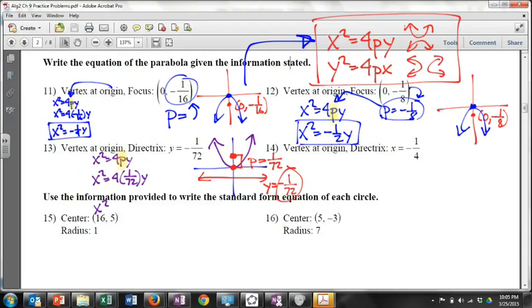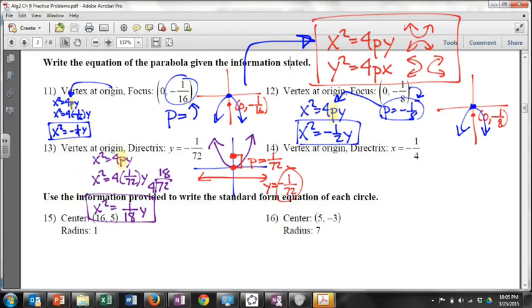x squared is equal to, let's see, 72 divided by 4, 1/18 y, and that should be the answer for number 13.